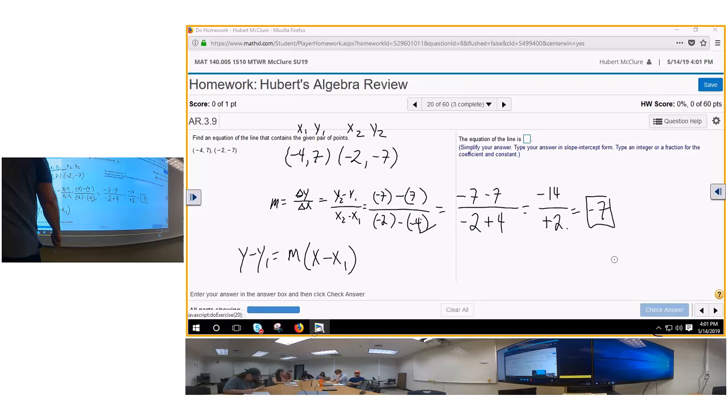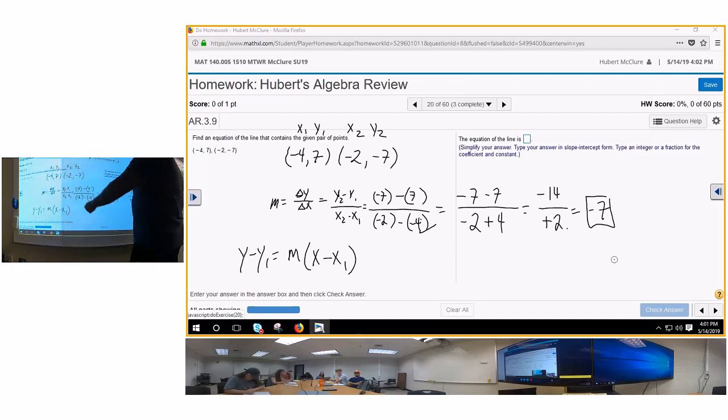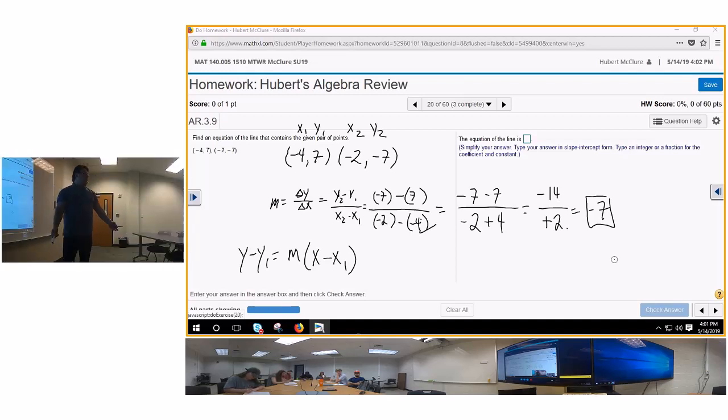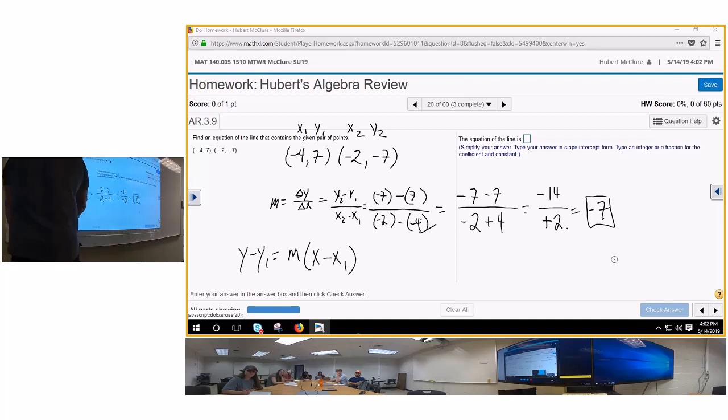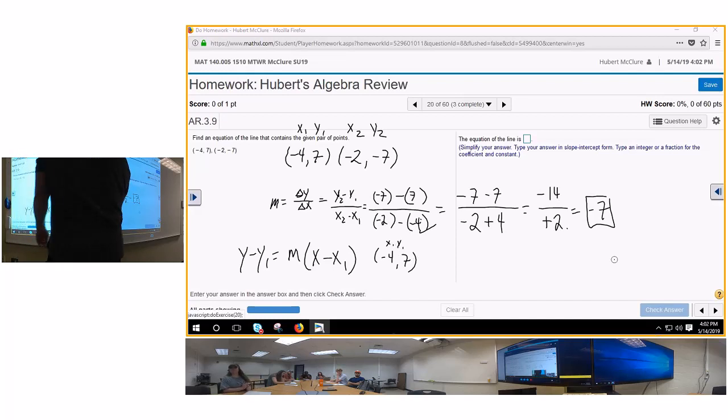I'm going to pick a point. Does it matter? No, because you got negative in both of them. It really doesn't matter which one you pick. I'm going to pick the -4 just because it's the first one. That's the only reason I'm picking it. So I'm going to go over here and I'm going to say -4 and 7. There's my x of 1, y of 1. And then I'm going to pull m is equal to -7.